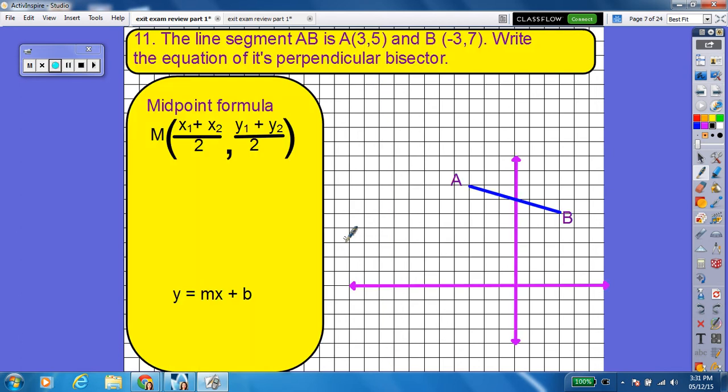Alright, here we have this one. Now this one's a little bit more of a stinker because we have to write the equation. We have this little segment here at -3, 7 and 3, 5. And what you have to do is write the equation of its perpendicular bisector. Well, perpendicular is all about slope. So let's go ahead and take a look at the slope really quick, because that's going to be part of our equation of our new line here. So this has a slope of down 2 and right 1, 2, 3, 4, 5, 6. So this one has a slope of -2 over 6, which reduces down to -1/3.